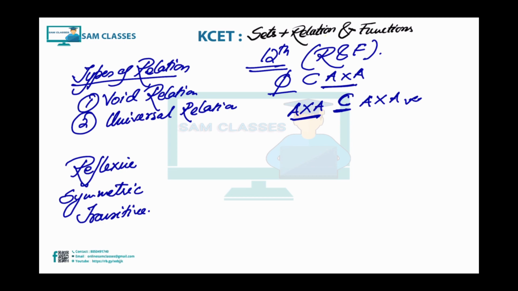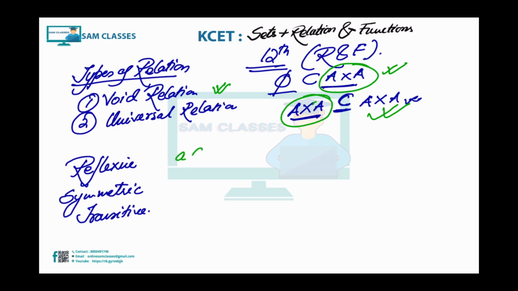Now students, let's see the different types of relation. The first relation that we have is void relation. What is basically a void relation? It's basically an empty relation. If no element is related to any other element of A, then we can say that is an empty or void relation. Now if each and every element is related to every element of the set, then we say it is a universal relation. Next, three kinds of special relations we will be reading: one is reflexive, one is symmetric, one is transitive.